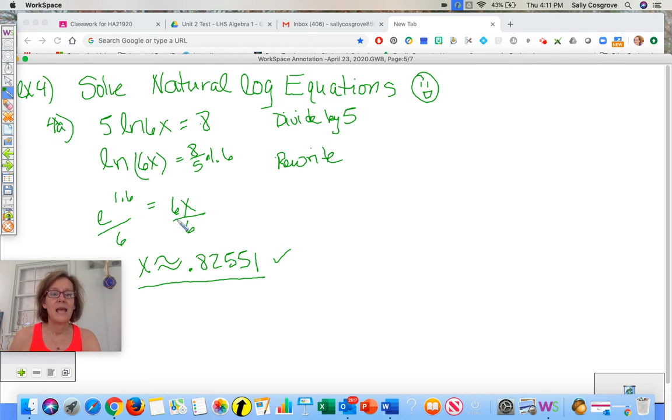All right. And if I took this value, substituted in right there, and said 5 times the natural log of 6 times 0.82551, close parentheses, and hit enter, guess what I would get? 8. Okay. So you can check your work, and I would encourage you to. Let's try another one.